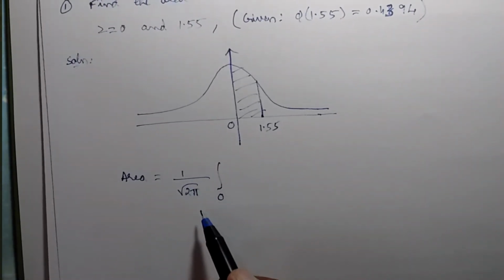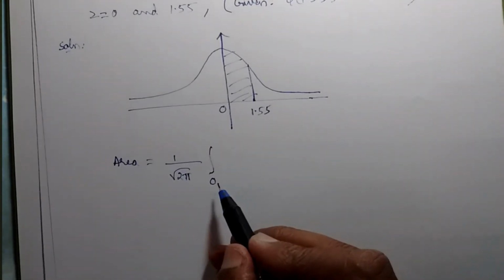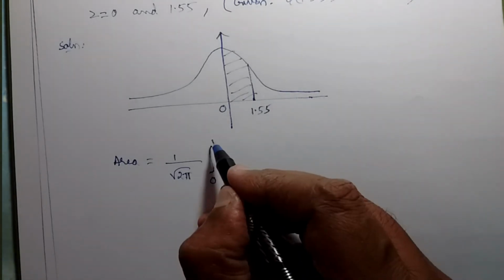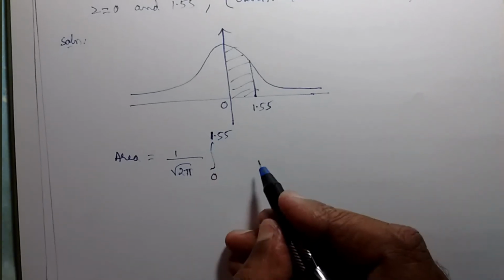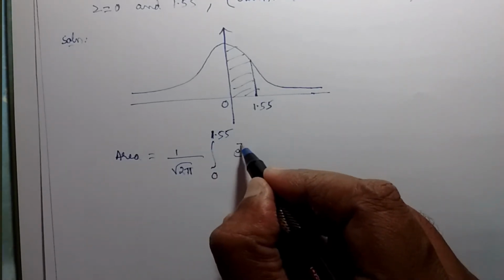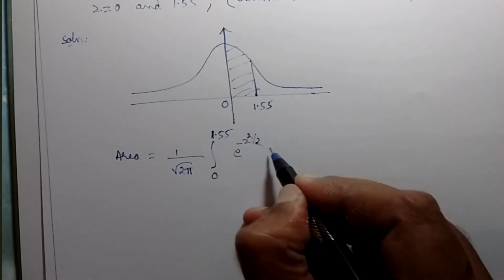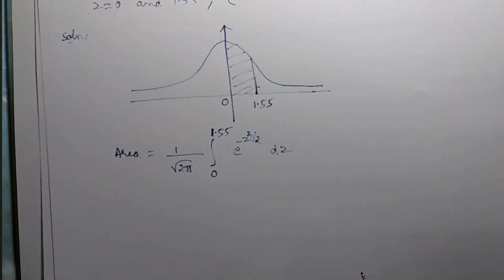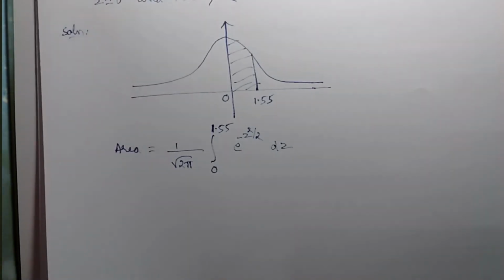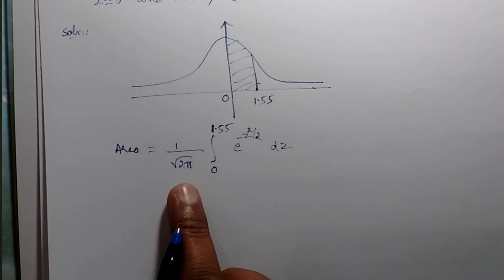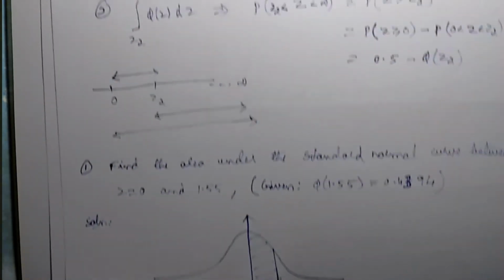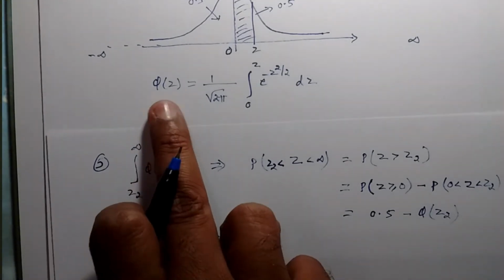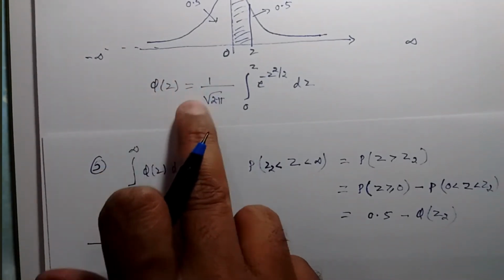So we use the formula over here. The area is 1 by root of 2 pi integral 0 to z. What is the value of z here? 1.55. It is 1.55, into e power of minus z square by 2 into dz. So this given result, 1 by root of 2 pi integral 0 to 1.55 e power of minus z square by 2 into dz, can be written as phi of z.